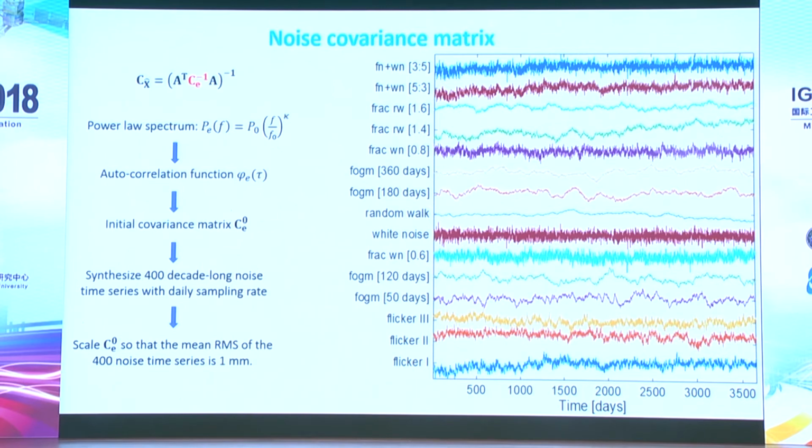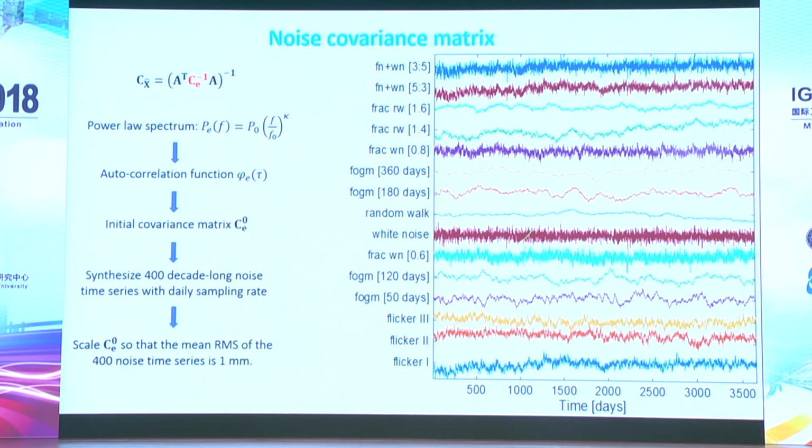And based on this initial covariance matrix, we can synthesize a 400-decade-long noise time series with a daily sampling rate. In order to make sure this simulated noise time series has the same statistical character, we choose to scale this initial covariance matrix so that the mean RMS of the simulated noise is equal to 1 millimeter. So in this case, we can make sure all these time series will have the same fluctuation energy.